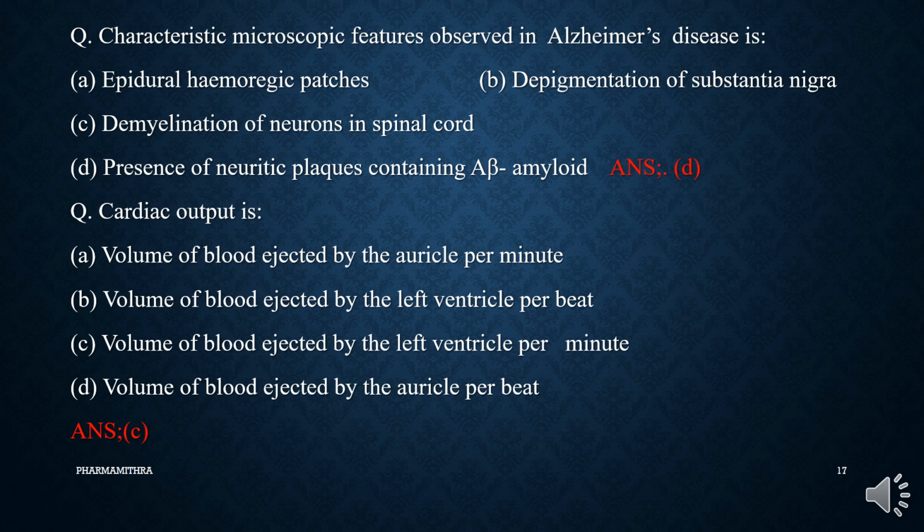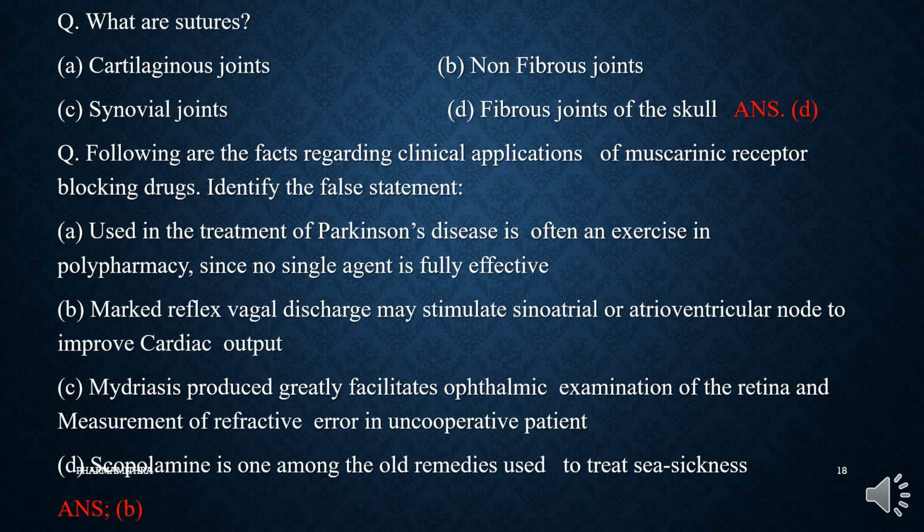Option D is the right answer. Next question, the cardiac output. The cardiac output means simply it is the volume of blood ejected by the left ventricle per minute. So it is a definition of stroke volume. It's the amount of blood pumped by each ventricle per beat, which is around 70 to 75 ml.